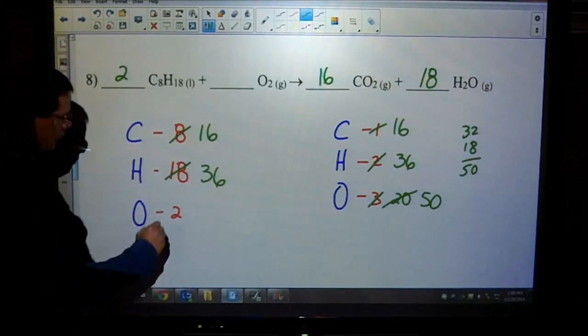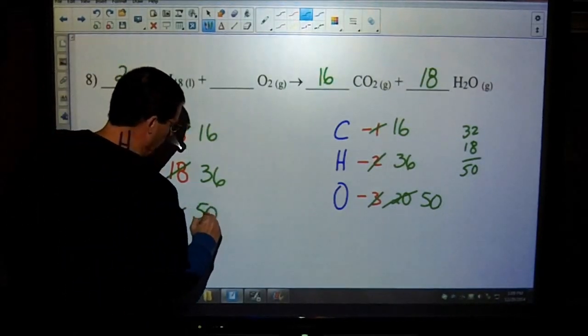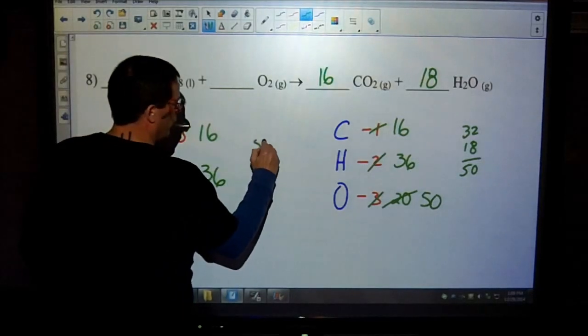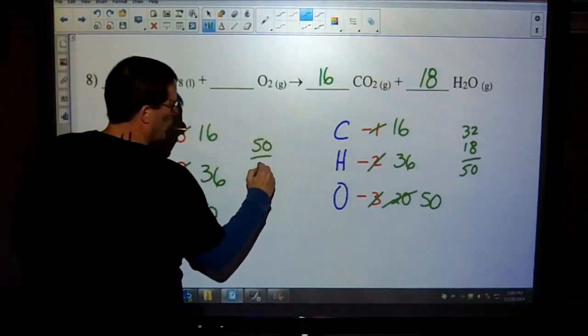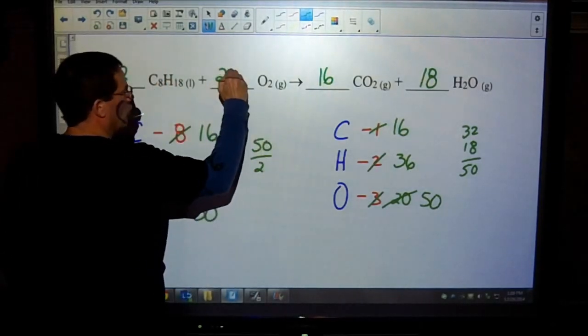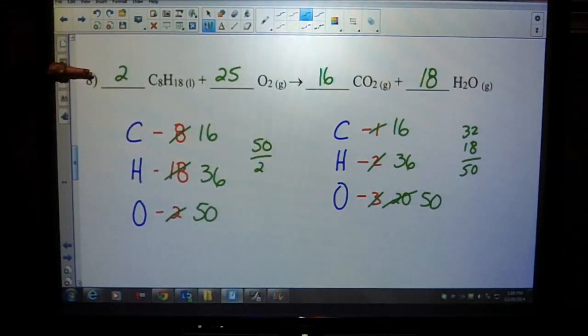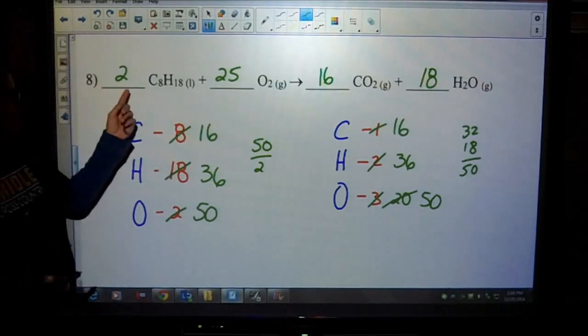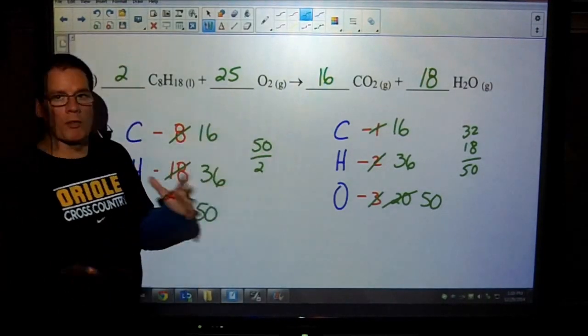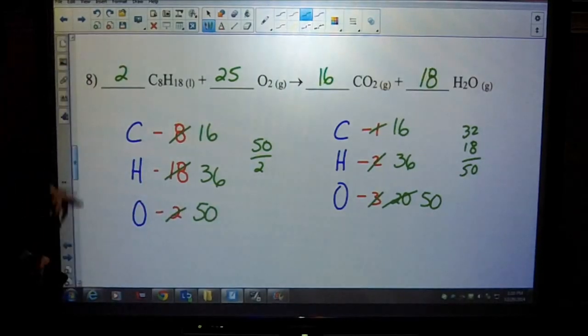I need 50 oxygen. So to get 50 oxygen, I'm going to take 50 divided by 2, because I have 2 oxygens there, and that gives me a 25. Real quickly check, can that be simplified or reduced? It cannot, so that is our coefficients here. And again, they must be whole numbers, you can't have fractions.